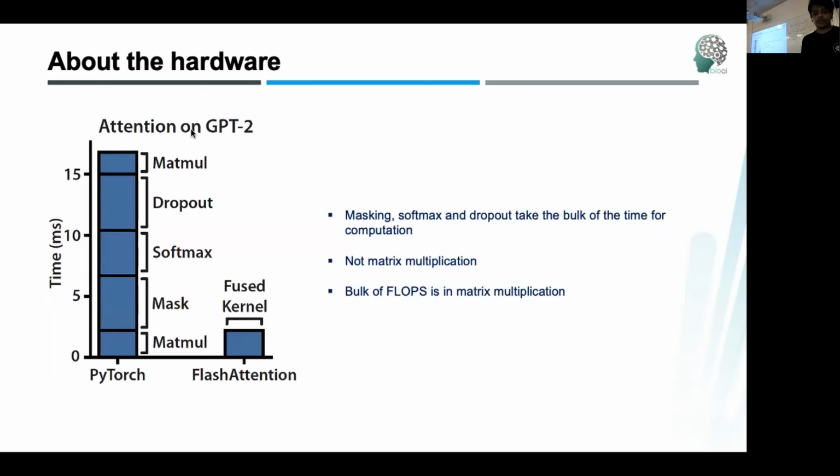Coming to the study done by the student on what kind of operations take up most of the time while calculating self-attention. In PyTorch, which is very optimized in itself, the maximum amount of time is taken by masking, softmax, and dropout, and not matmul, which is matrix multiplication. And in this case, the flops per second, the kind of architecture used by matmul, was really insignificant in the time it took to calculate the attention scores.